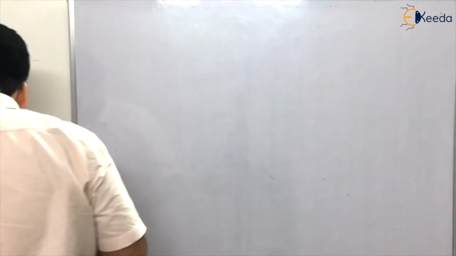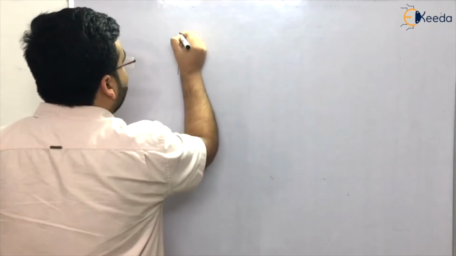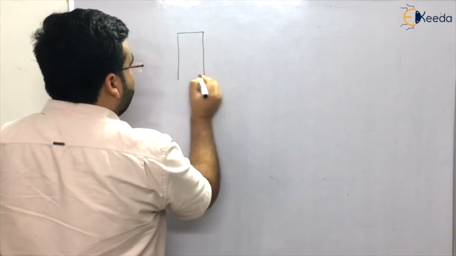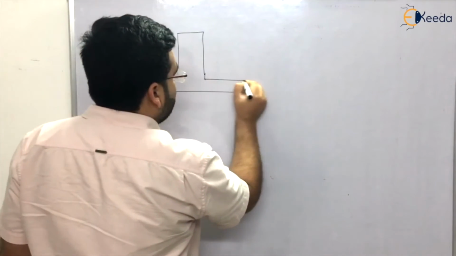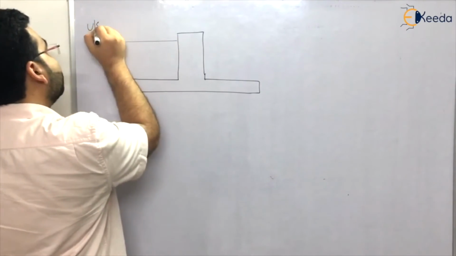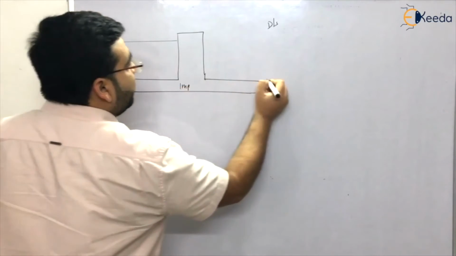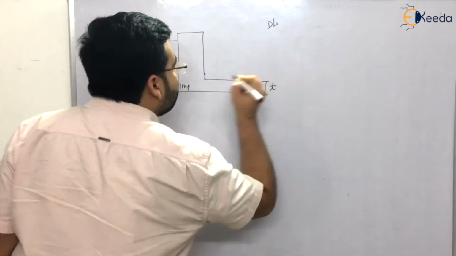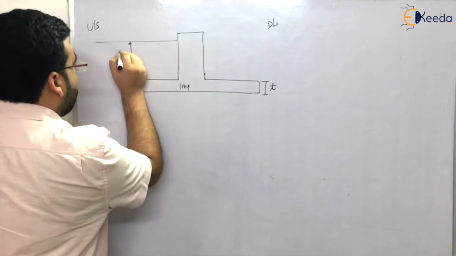Now let me draw the weir again. So this is again the same weir, that is the vertical drop weir. This is the apron. This is the upstream side, this is the downstream side, this is the impervious strata. The thickness of the impervious strata is small t.